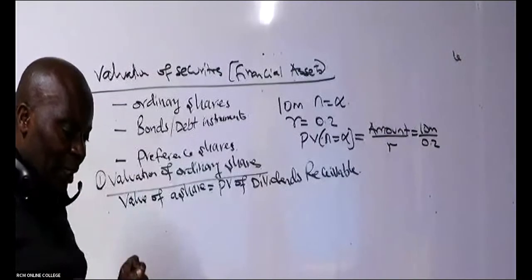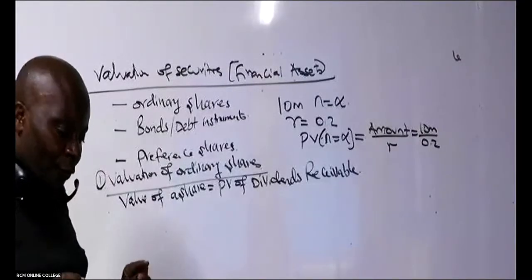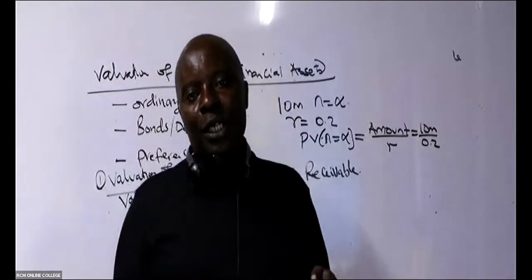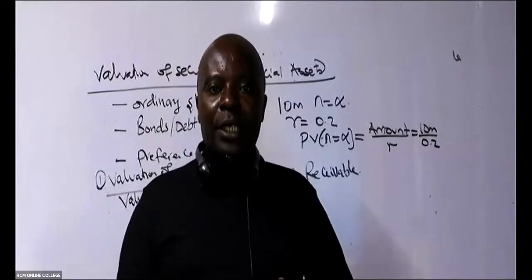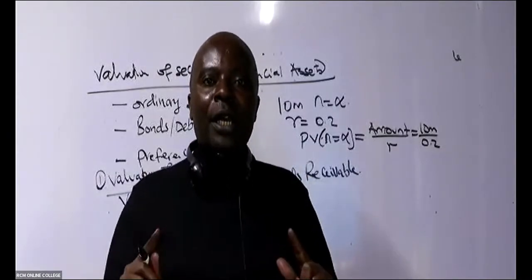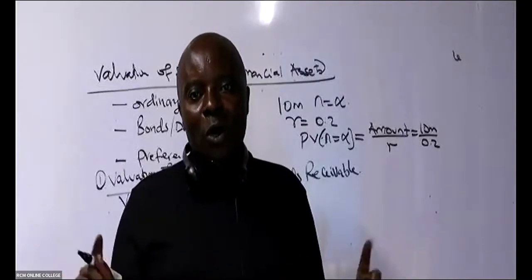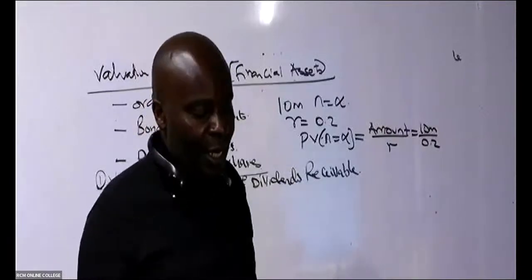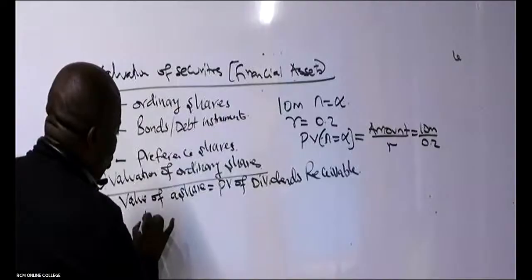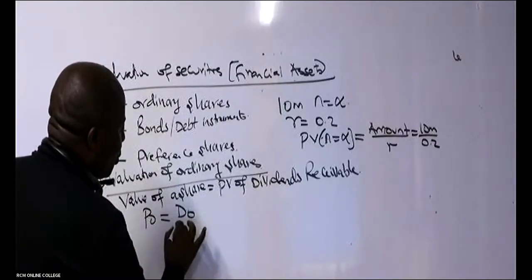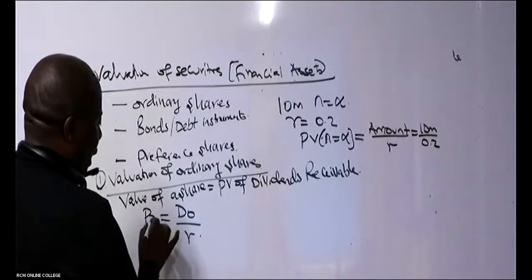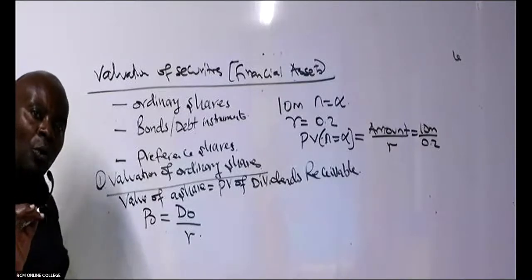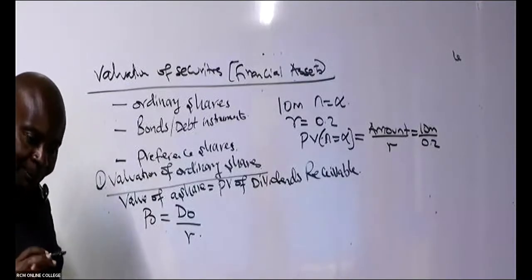Now, please, ladies and gentlemen, listen very well. When we buy a share in a company, we are not buying this share to sell it tomorrow. No, we are buying this share and staying with it long term. We call it longevity. We shall never dispose of it, so we shall continue receiving these dividends indefinitely. And that is why our P0 will be equal to D0 over r, because our n is infinity.